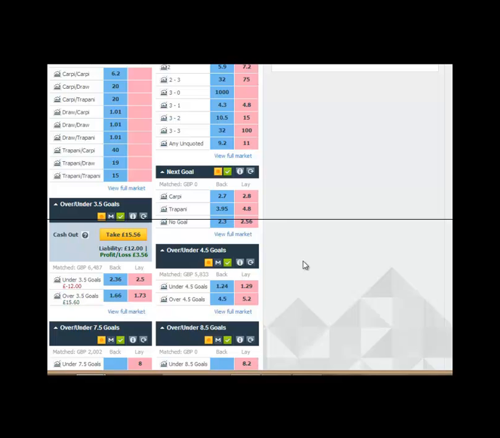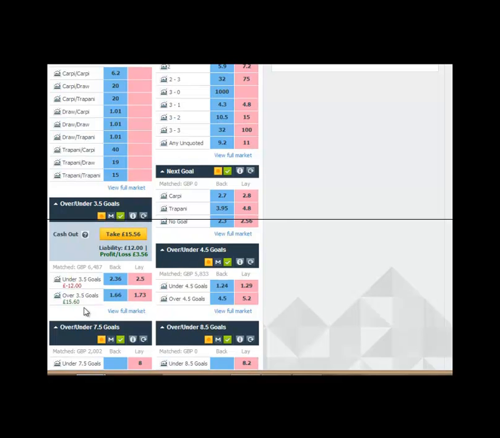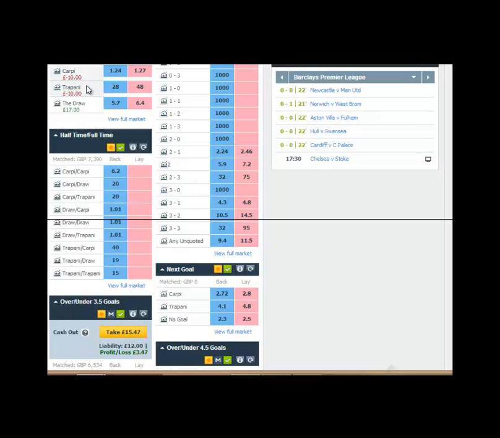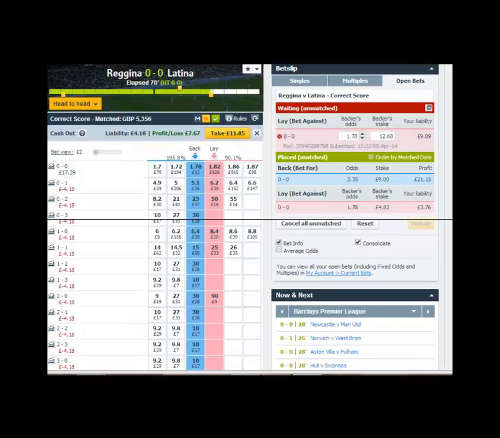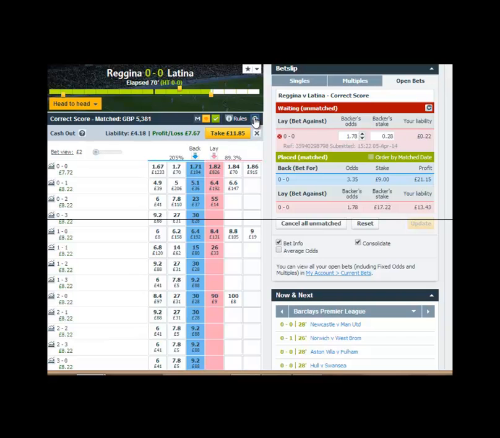Back over in Italy, now Carpi, the score rather is 2-1. It was 1-1 at half time. We've backed over 3.5 goals. We've also backed the draw, and it's 2-1. Now 70 minutes gone. Let's hope for at least one more goal there, so we can win the over 3.5. Let's see how that one pans out.